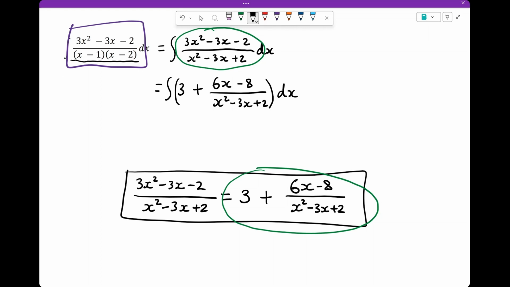So I've got equals to the integral of 3 plus 6x subtract 8 divided by the x subtract 1 multiplied by x subtract 2. So now what we need to do is rewrite that fraction in terms of its partial fractions. So let's get started with that.